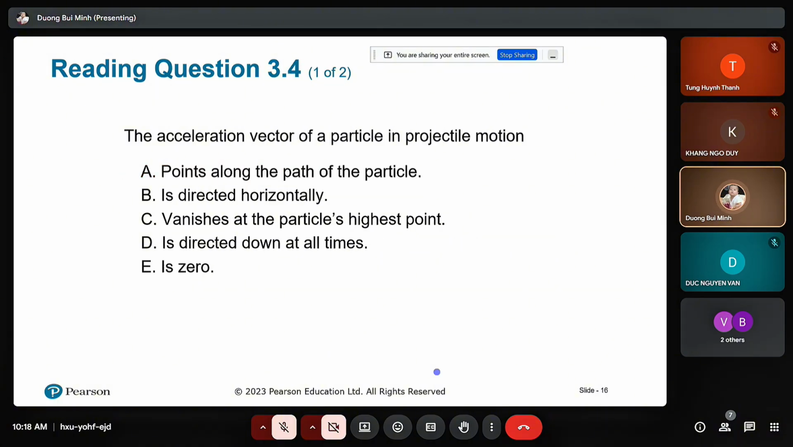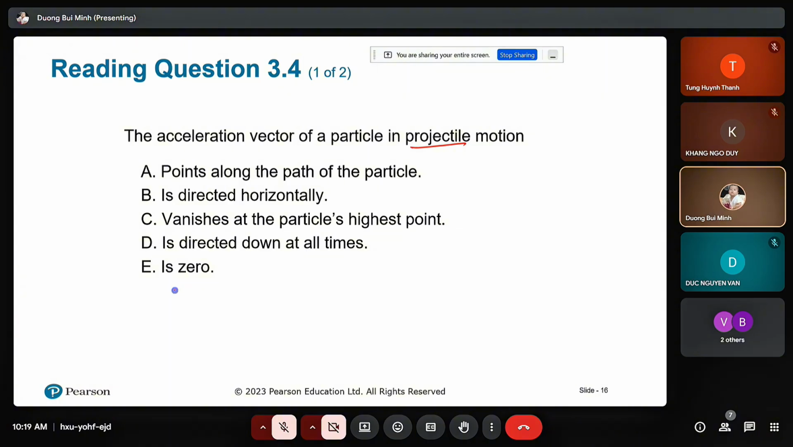Okay, continue. The acceleration vectors of particles in projectile motion. Just think about it because we haven't studied projectile motion. Okay, just rethink the answers. Later on, when you study projectile motion, we come back and you can understand more.